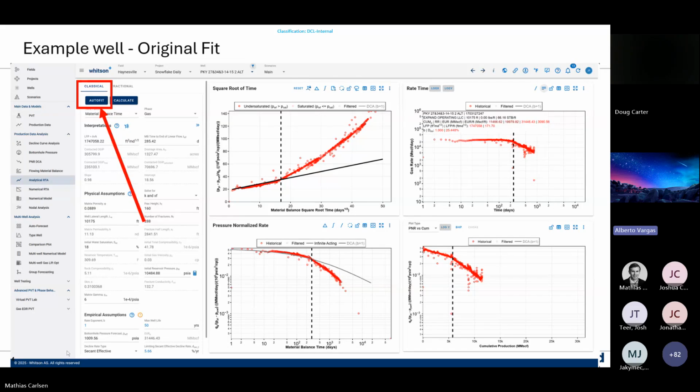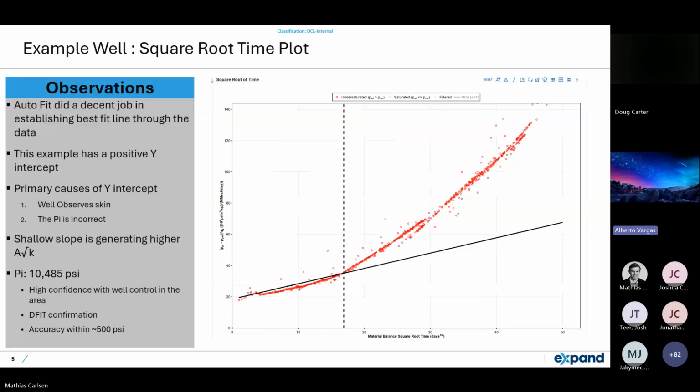This is a high pressure environment, high stress, 9% porosity, and we have, for reference, a pressure of approximately 10,500 psi. So zooming in on the LFP plot, observations. Observation 1, we have a good fit just from the auto fit. It's fitting the data. Observation 2, we have a y-intercept of 20 on this.